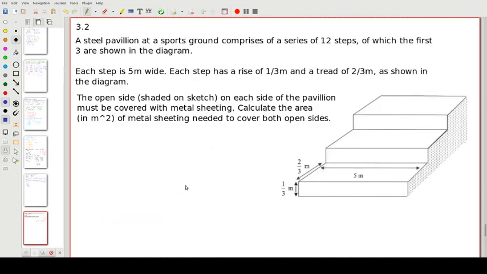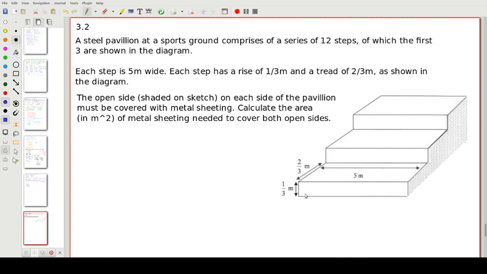Right, question 3.2, only the second question for this video. We only have 2 questions for this one. We get told, this is the question. A steel pavilion at a sports ground comprises a series of 12 steps, of which the first 3 are shown in the diagram here.